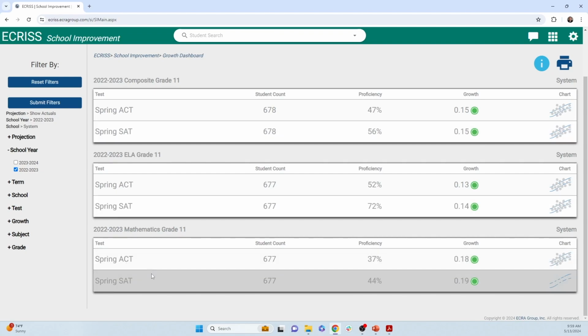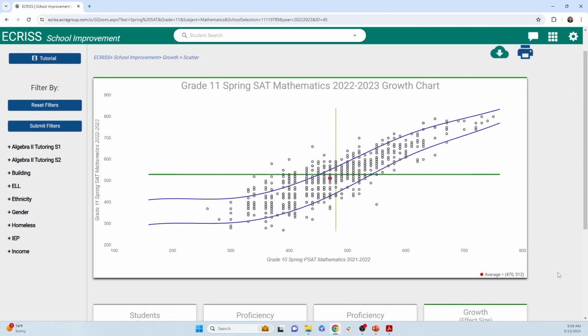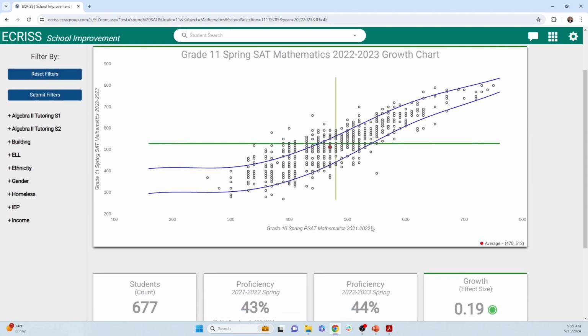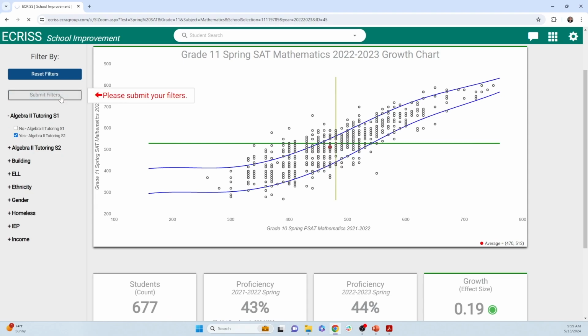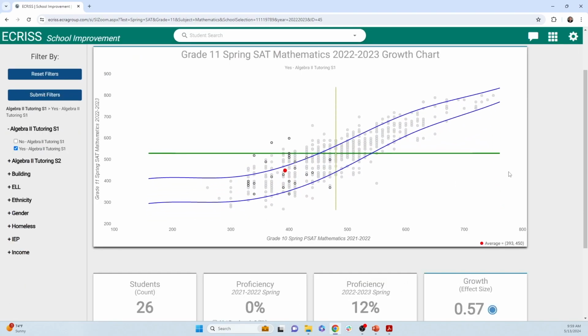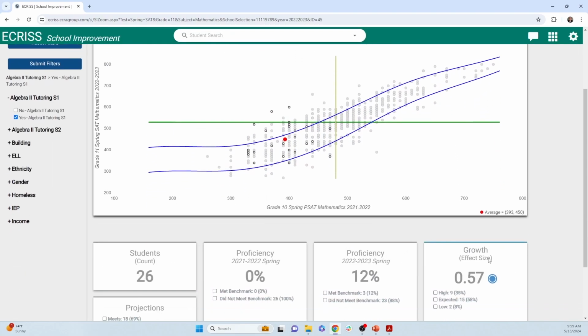But let's go down to mathematics. And just like before with the spring SAT, we can look at the relationship between the PSAT and the SAT and look at where students were related to that. And then we could drill down and say, for example, did the algebra tutoring result in a significant and positive impact or accelerate rates of growth for students on the SAT? And the answer to that is yes, with an effect size of 0.57.